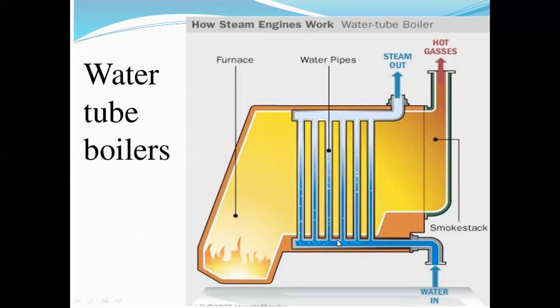We are supplying water to the tubes. Here the blue color shows the passage of water through the tubes. Outside the tubes, the water tubes are surrounded by hot gases. In the furnace, hot gases are released by the combustion of fuel. These hot gases flow around the tubes.